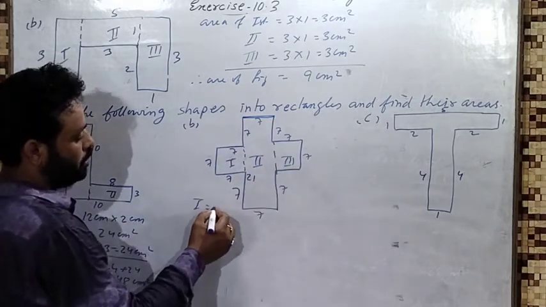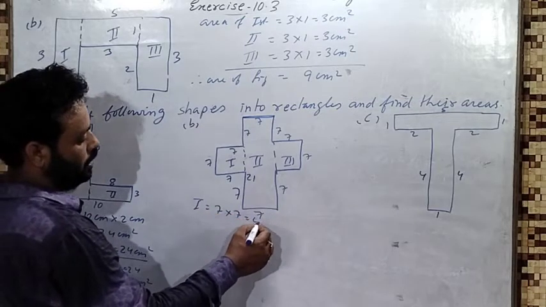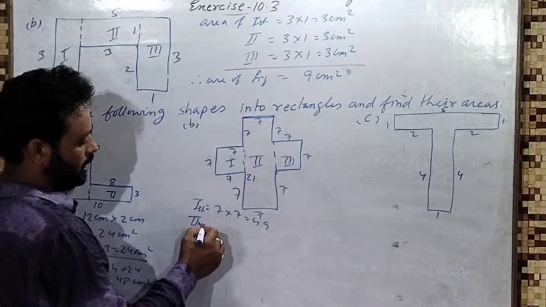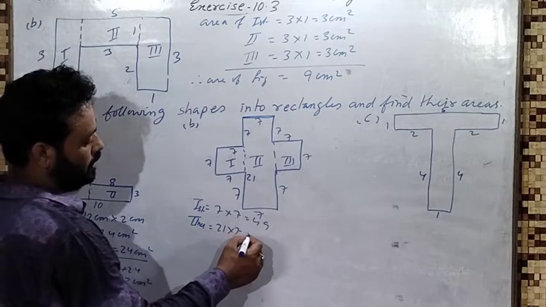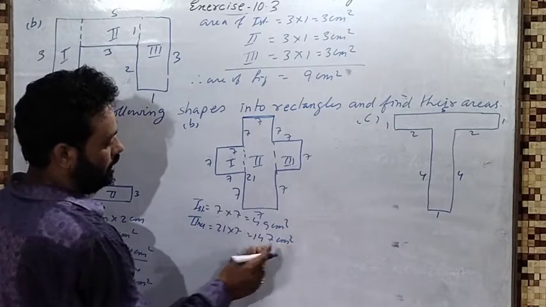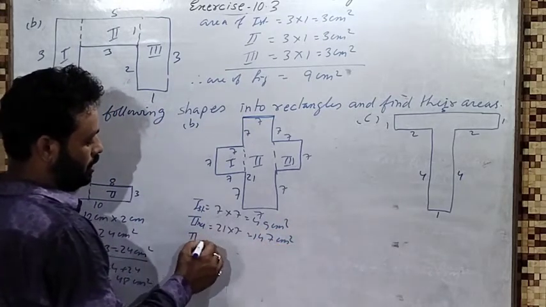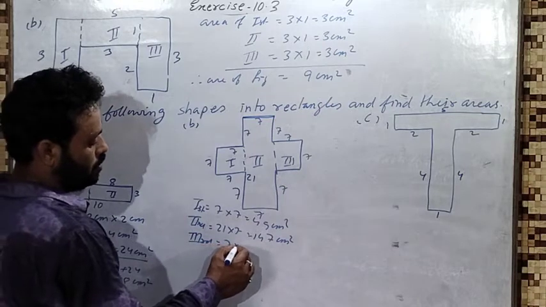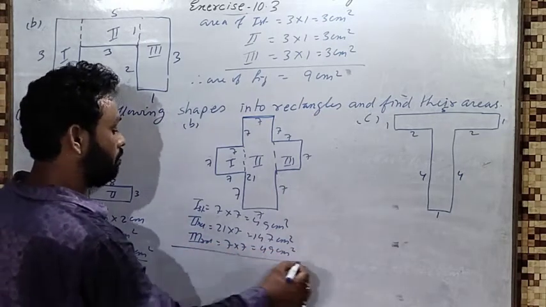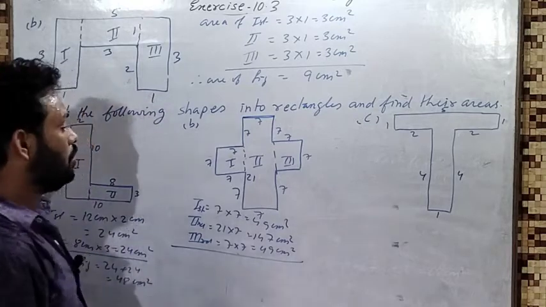So area of first part will be 7 into 7, that is 49. Area of second part, 21 into 7 centimeter square, you will write 147 square. Third part is 7 into 7, that is 49 centimeter square. Add them, you will get the area of all the parts.